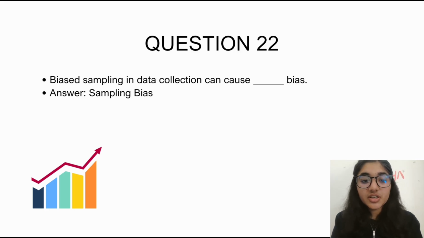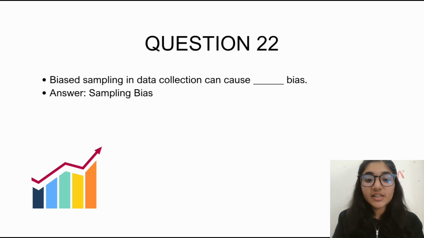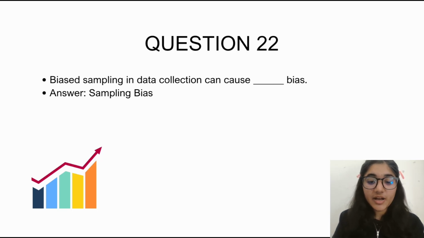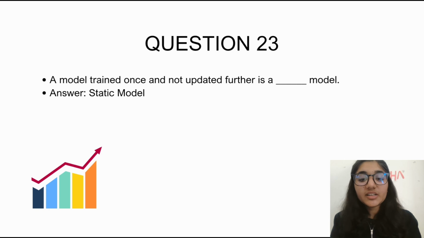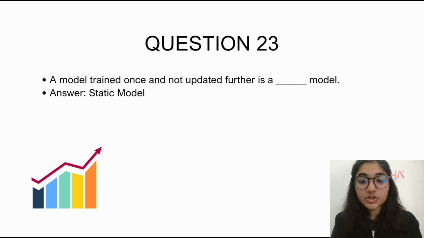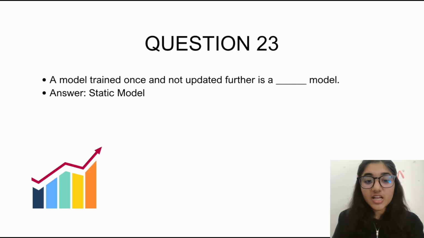The 22nd question is, biased sampling in data collection can cause dash bias. So the answer is sampling bias. The 23rd question is, a model trained once and not updated further is called which model? So the answer is static model.